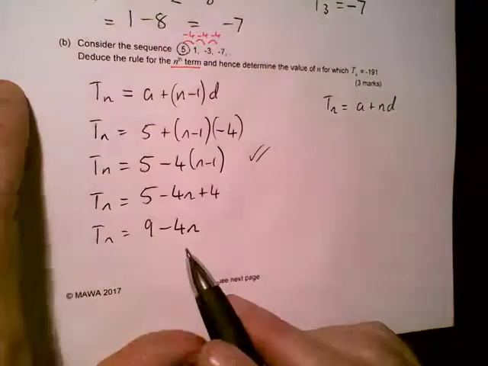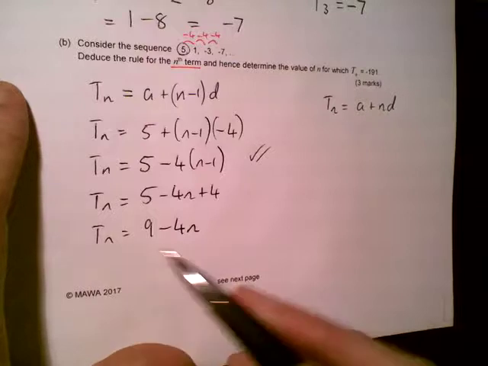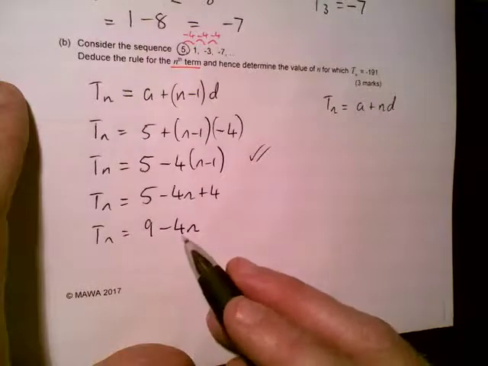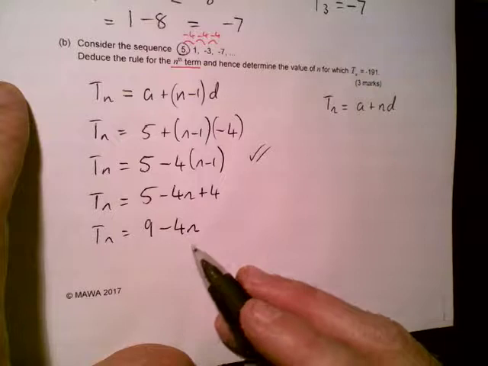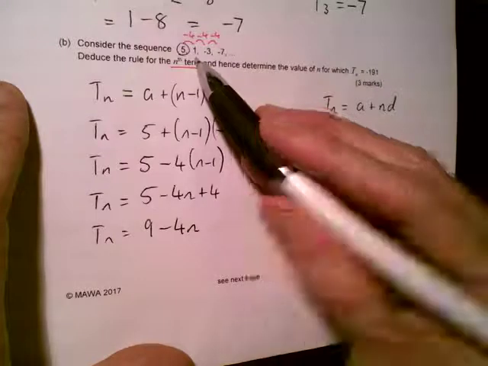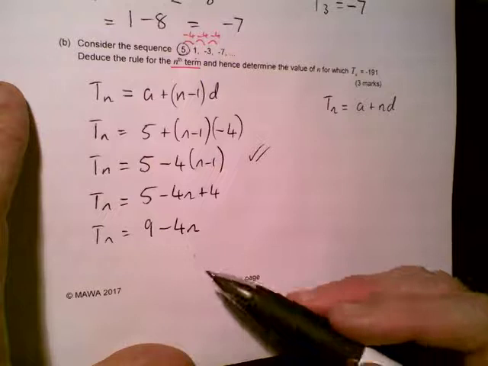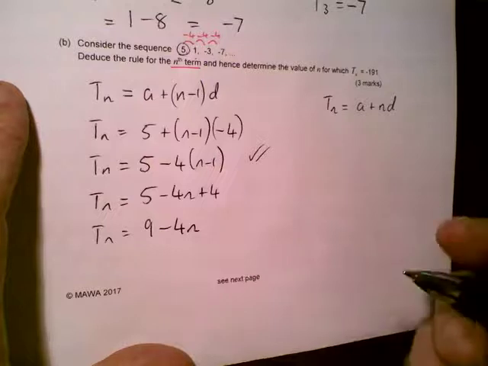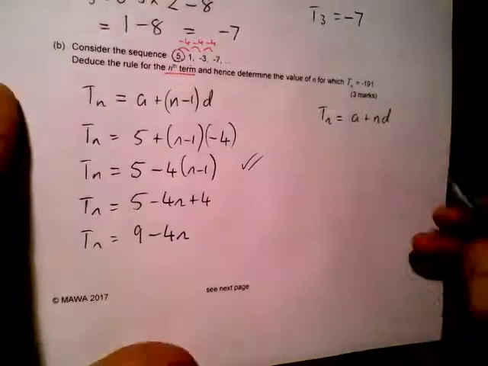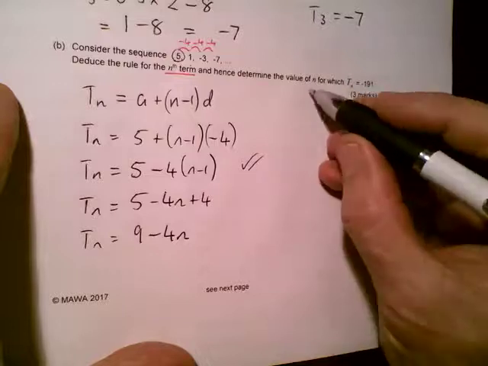But I guess most important is just making sure that your rule works at the end of the day. So down here, if I want to find T2, it would be 9 take 4 times 2, which is 9 take 8, which gives us our second term of 1. So I'm confident this rule is working because I've substituted into it.